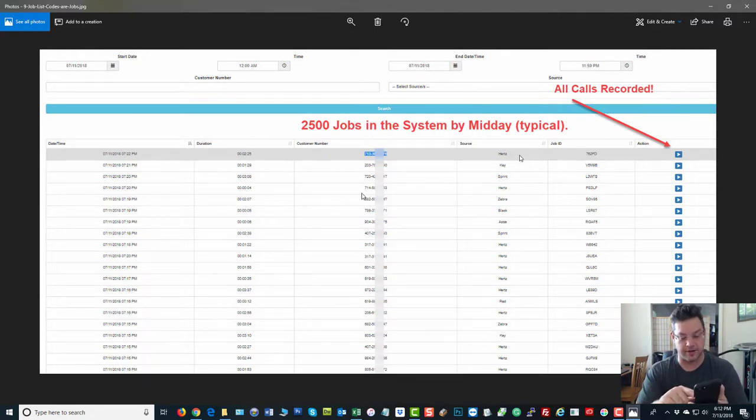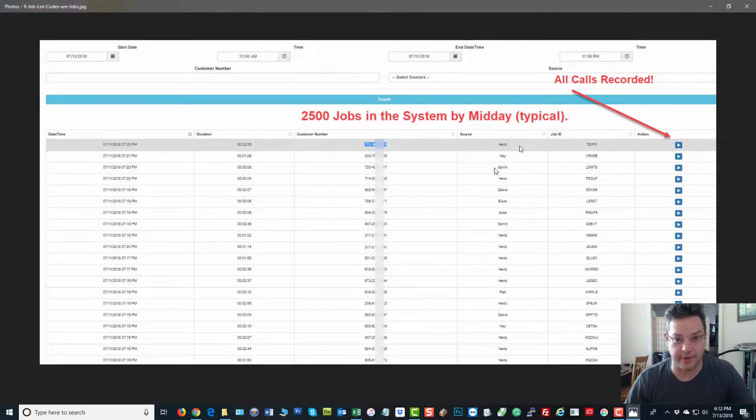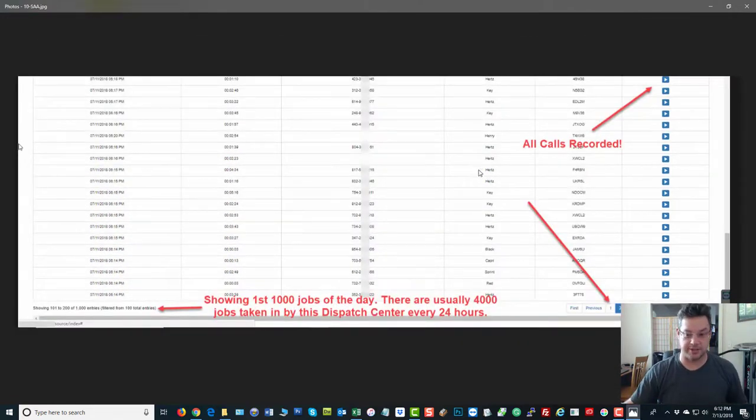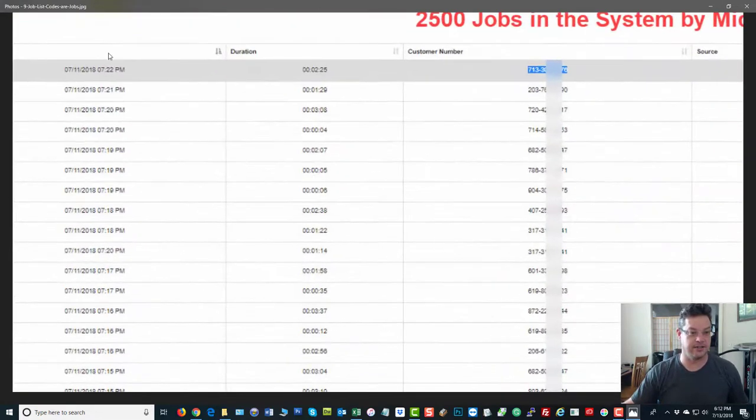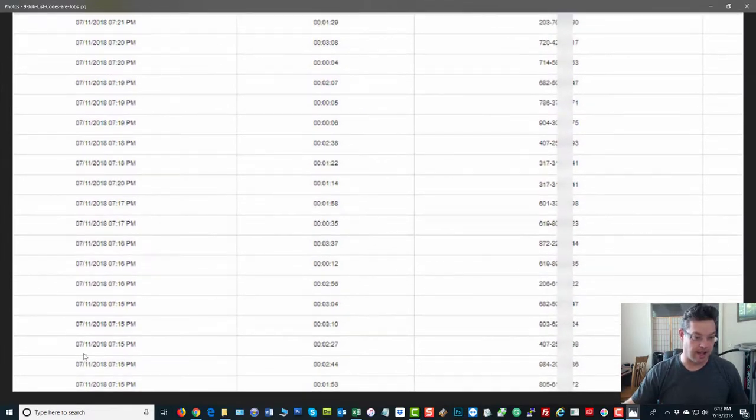If you think that they're getting like 150 per job times 4,000 a day, it's like 600,000 a day. Okay, these guys are huge. And so we want to play at this level with them. It's really amazing to be able to do it. We're just showing the first 1,000 jobs of the day. How's that for crazy? It's all July 11th.